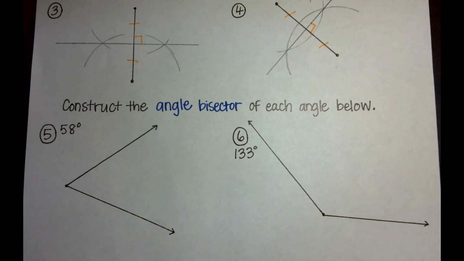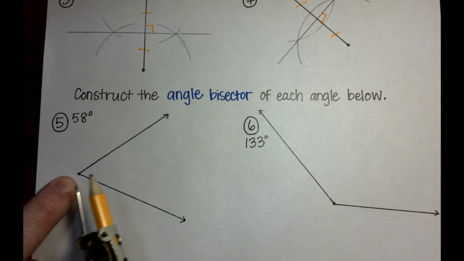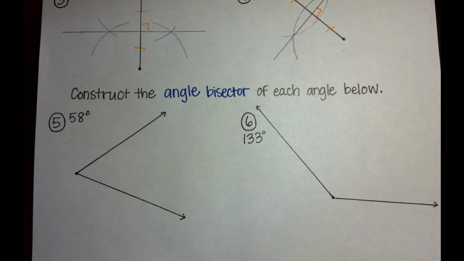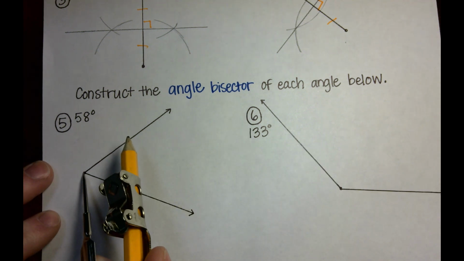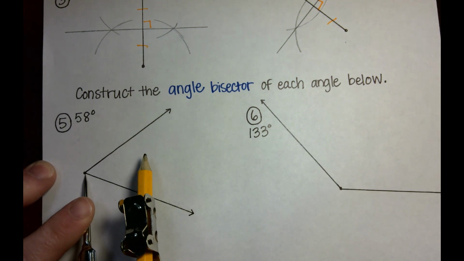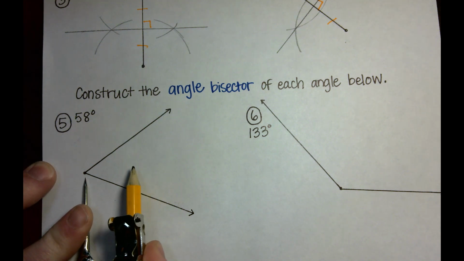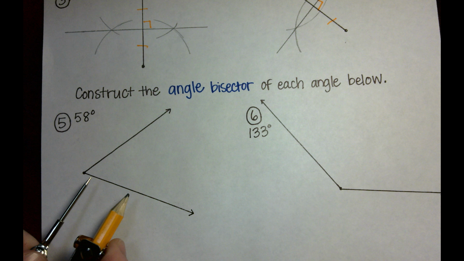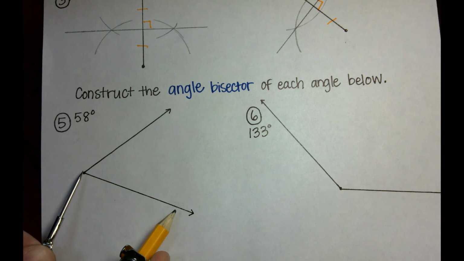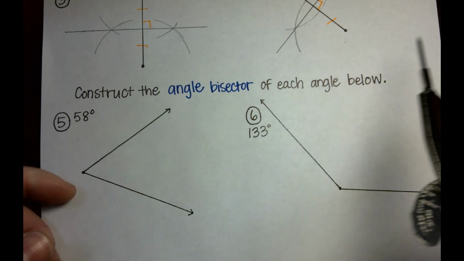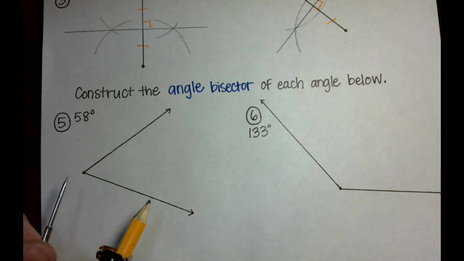Okay, so the pointy part of the compass, we're going to start it on the point. What's this point called? Vertex. Vertex. Good. So I'm going to put my point here, and about how big should I have it open? Less than half of the line. I don't want to make it huge, or else my markings are going to go way out. I want to make this one a little smaller.